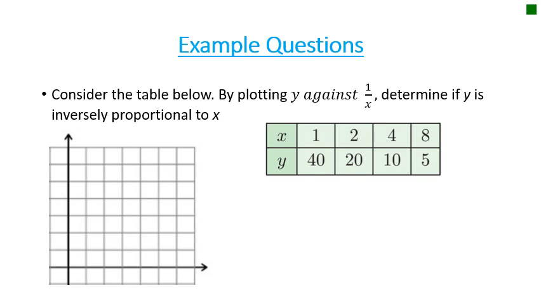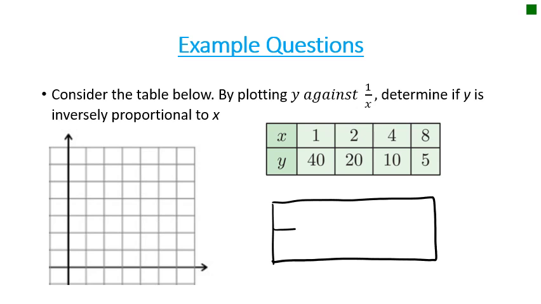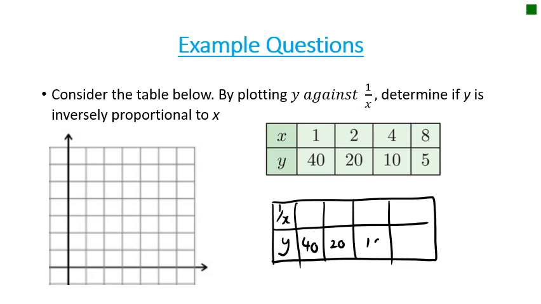The question says, consider the table below. By plotting y against 1 over x, determine if y is inversely proportional to x. Well, the first thing I want to do is create a new table, which doesn't have x and y on it. What it does have is 1 over x and y. Now y is going to stay the same, 40, 20, 10, 5, but 1 over x becomes 1 over 1, this becomes 1 over 2, this becomes 1 over 4, this becomes 1 over 8.